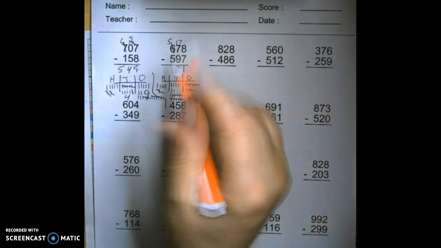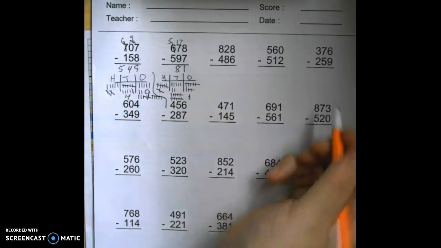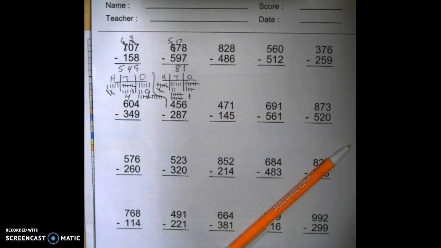They're asking for us to take 5 away, so we'll cross those out. So we end up with the answer of 81. And that's how we subtract three-digit numbers with regrouping.